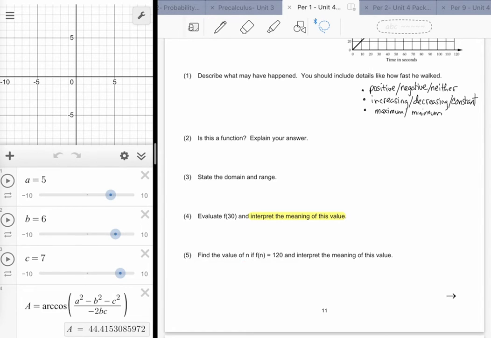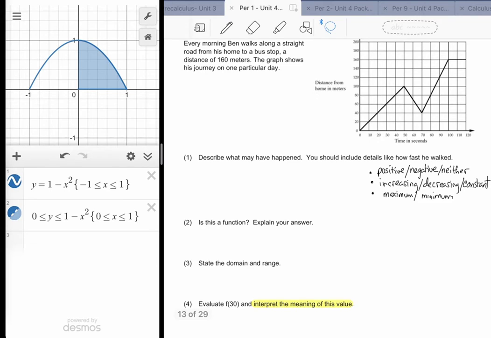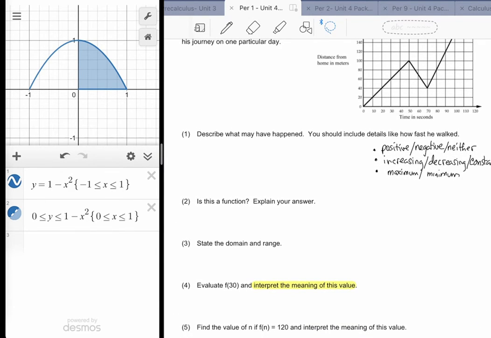I'll stop the recording. One morning, Ben walks along a straight road from his home to a bus stop, a distance of 160 meters. The graph shows his journey on one particular day. So it's saying describe what may have happened, include details, etc. But we'll come back to that in a minute. We'll answer the follow-up questions first because that might feed into our explanation. All right.